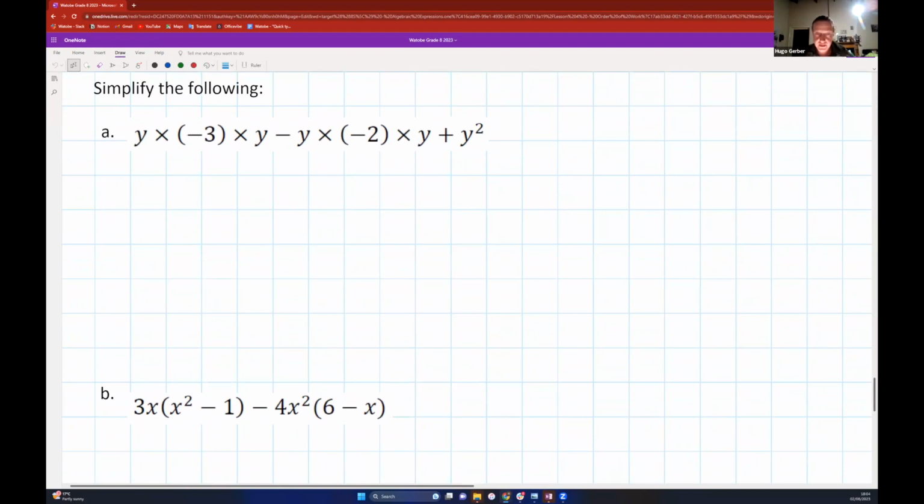Take a minute, look at this, and then take another minute. I'm giving you two, and do this on your own pen and paper. Do this on your own paper with your own pen. We have y multiplied by brackets, negative 3 multiplied by y, minus y multiplied by negative 2 multiplied by y plus y squared. Let's have a look at this. And then you try it yourself on your own paper, guys.